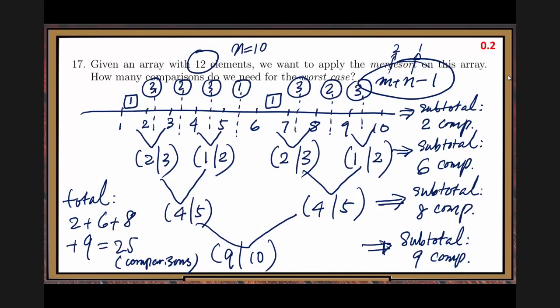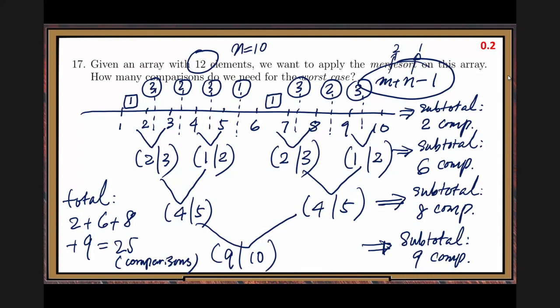When you work on these two questions, the number is different. The first one you do 8. Second one you do 12. Same process, same procedure. Do not use formula. Do not use n log n, okay?